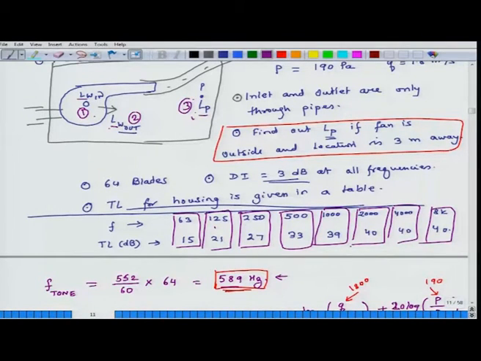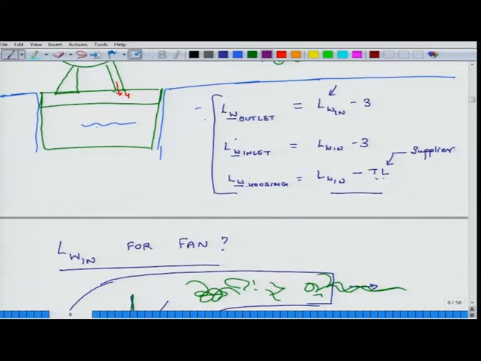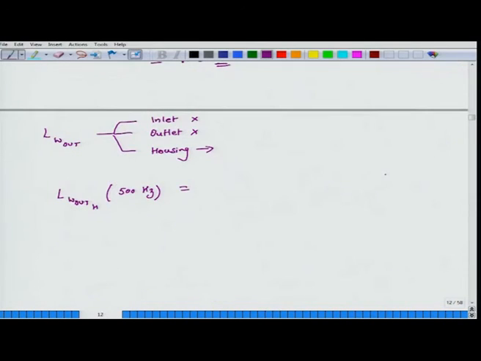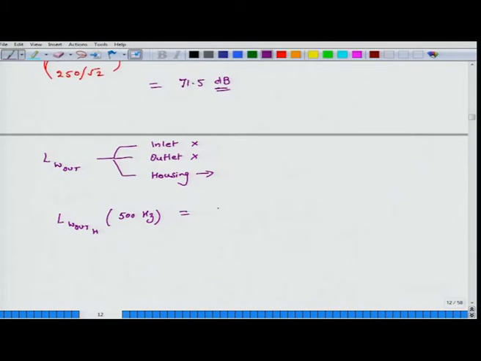Okay. And we had also said, if you remember, LW housing is LW in minus transmission loss. This equation also we have given, and this is given by the supplier. So, in this case the supplier or the vendor has provided us that information. So, using these terms, LW out for housing at 500 hertz is how much?